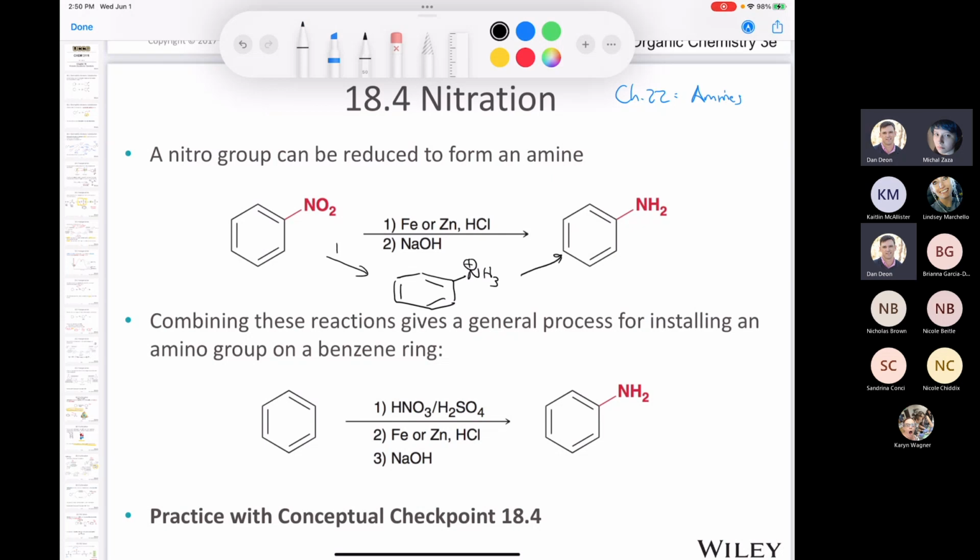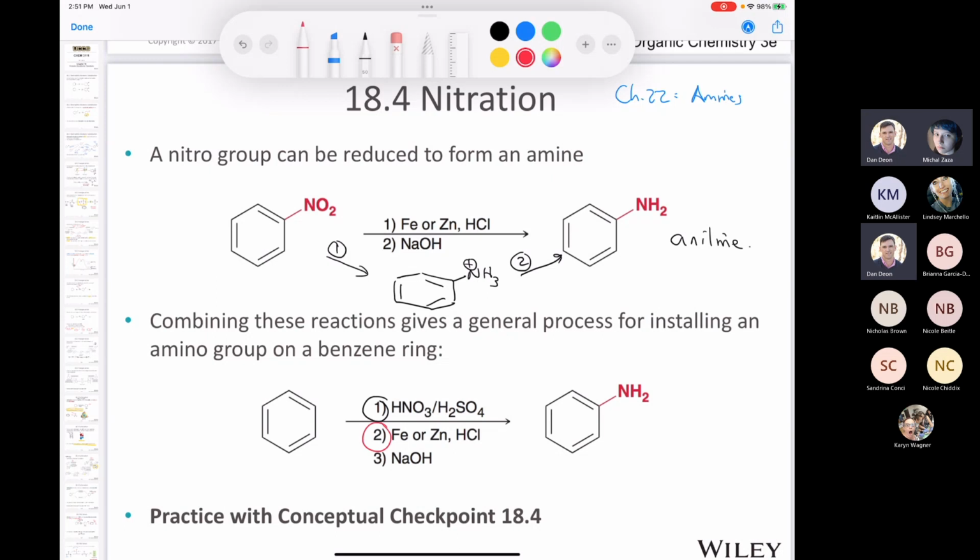And so this is after the first step. Then after the second step, you just treat it with sodium hydroxide and that rips the proton off. And you restore the amine; in this case, you end up with aniline, which is a great compound with lots of synthetic utility. And so you can see how you can combine all these reactions to install an amino group on a benzene ring. First step is going to be nitration, followed by the reduction.